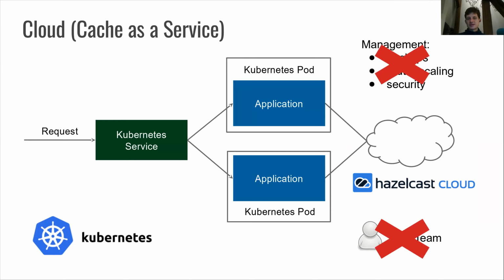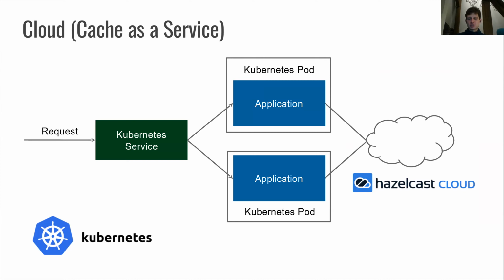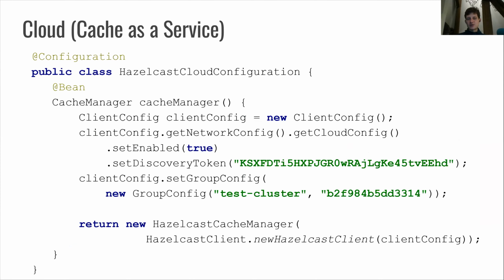How it looks like in the code, in the configuration. You use the CLI or web console to create a cluster in the cloud, then get a discovery token, put the discovery token in your client configuration, and that's all. So the client will find its way to the cache cluster located in the cloud.